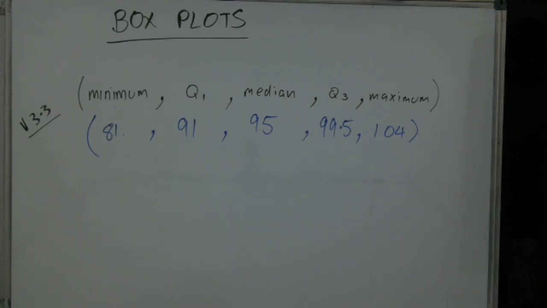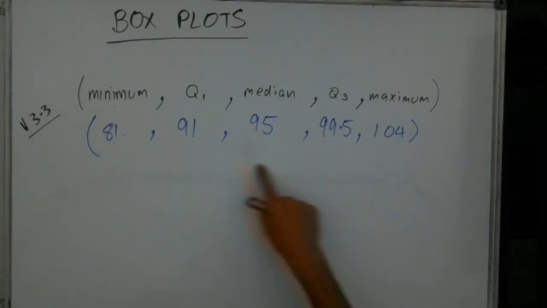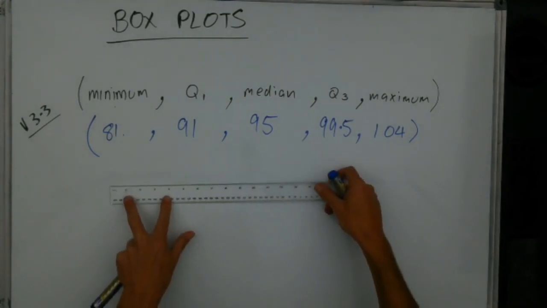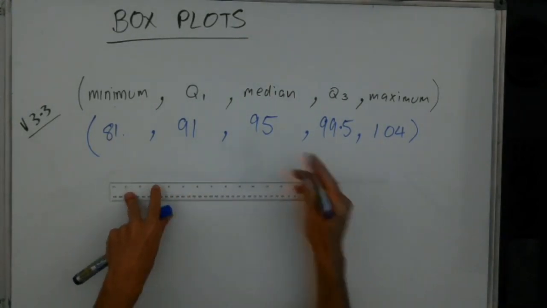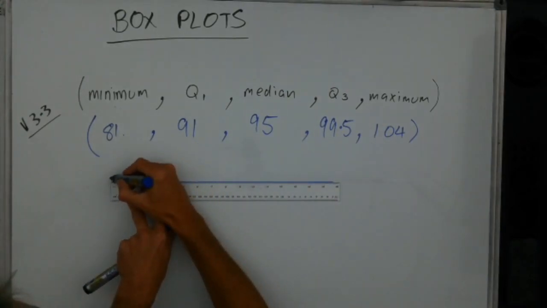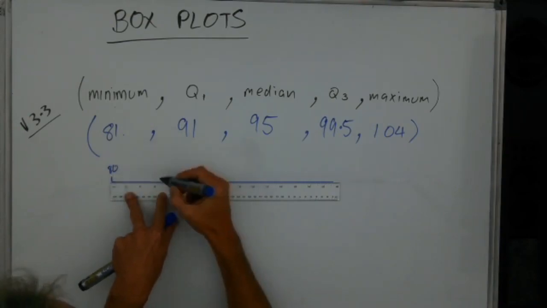And with these values we can then draw the box diagram. So I'm going to try and use a ruler. So we need to go from 81 to 104. How are we going to do that? Let's call that 80.